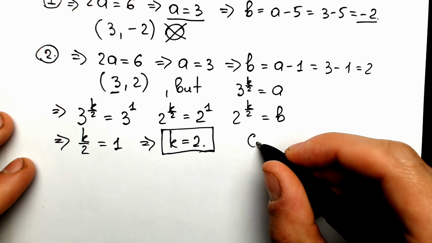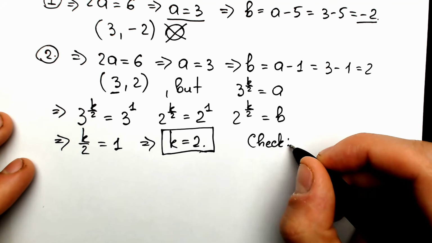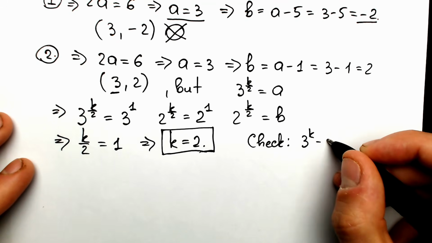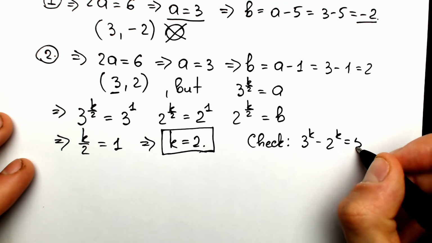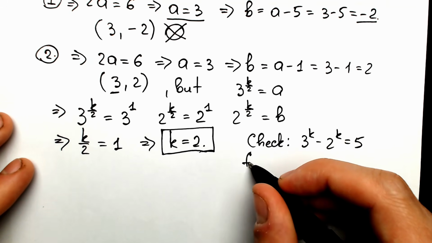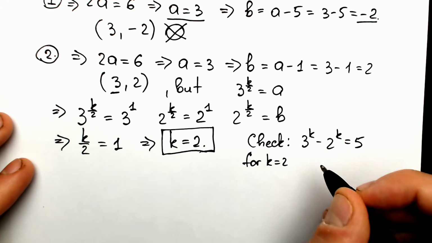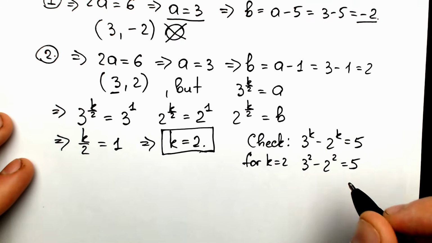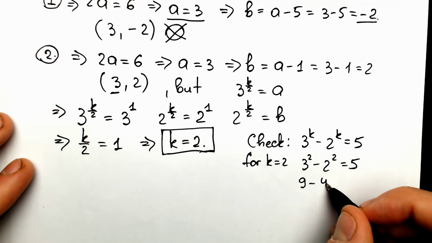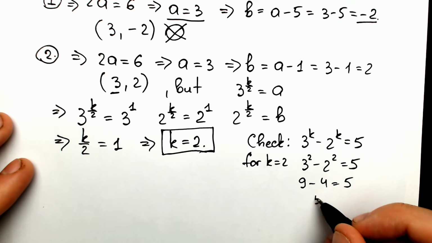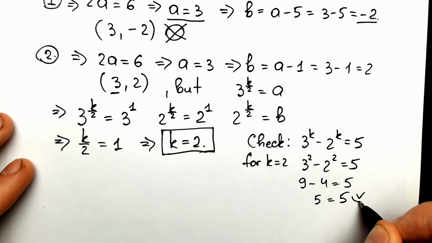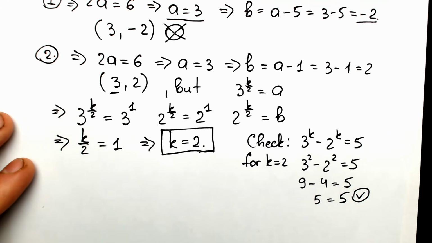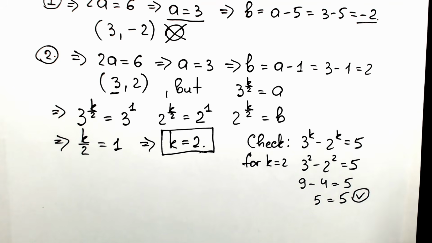And let's check this root. So check 3 to the power k minus 2 to the power k is equal to 5. If we plug in k equal to 2, we have 3 to the power 2 minus 2 to the power 2 equal to 5. 9 minus 4 is equal to 5, which is absolutely correct. So our root is good for us.